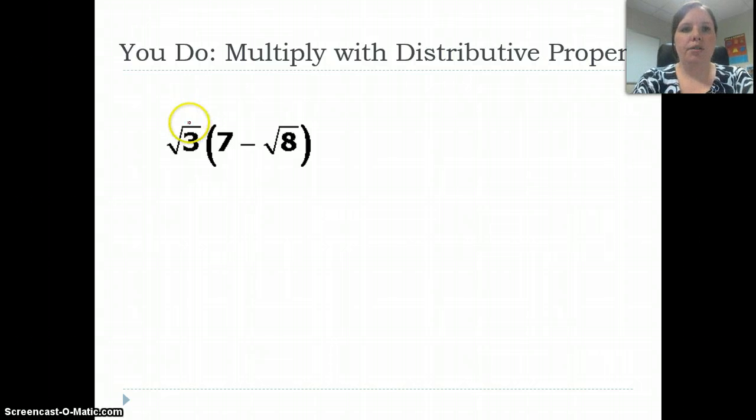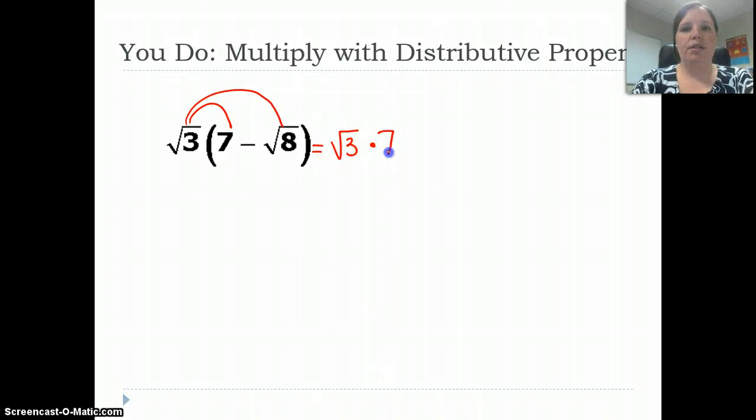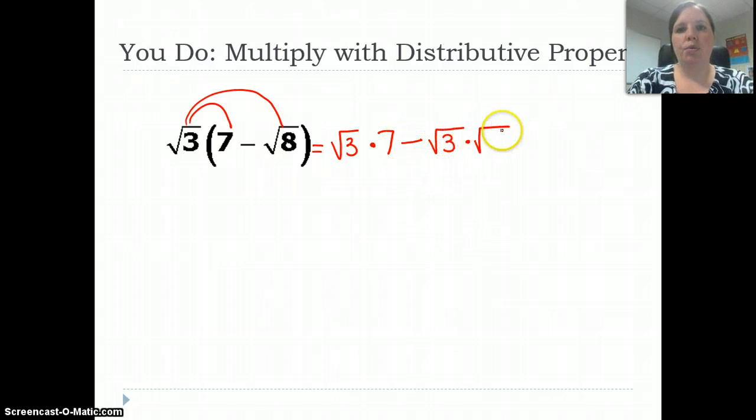The answer would be, so we're going to distribute root 3. Root 3 is being multiplied by these parentheses. So we're going to take root 3 times 7. Notice how my 7 is not underneath the root. You need to make sure you distinguish, especially through this process. And then I have minus, and I have root 3 times root 8.